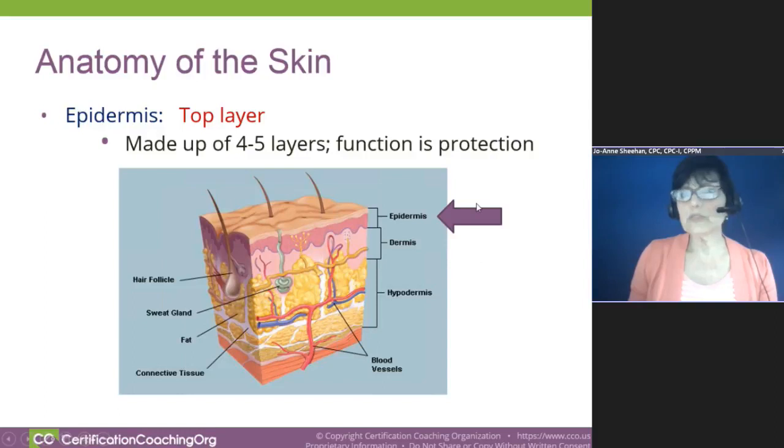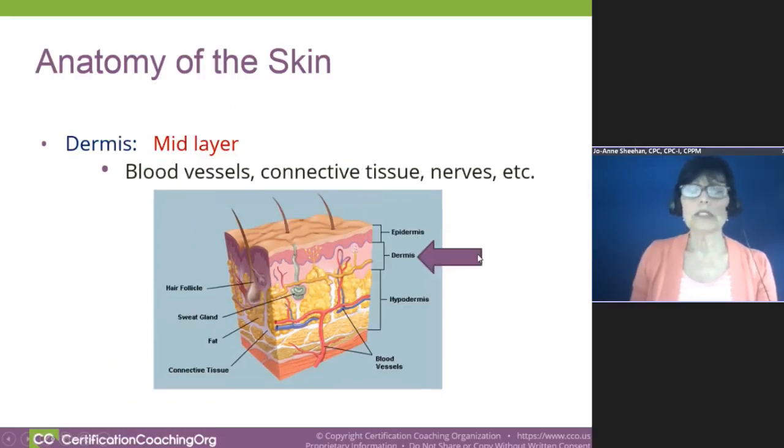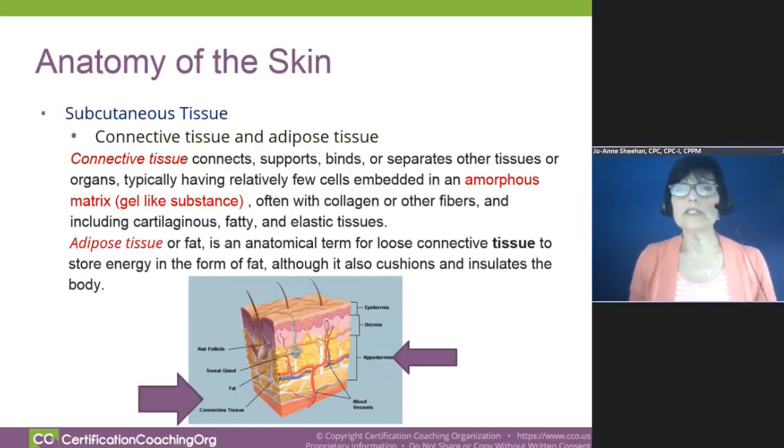So here's the epidermis where the arrow is pointing, and this is made up of 4 to 5 layers, and the function is protection. So as you can see, that's the epidermis. The dermis is the mid layer right here where the arrow is pointing, and that contains blood vessels, connective tissues, nerves, and so forth. And then we have the subcutaneous tissue, but it's also referred to as the hypodermis, okay? And with the subcutaneous tissue, this is connective tissue and adipose tissue. So let me explain a little bit what this means.